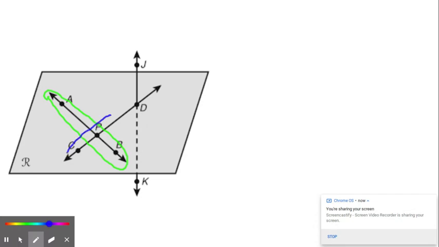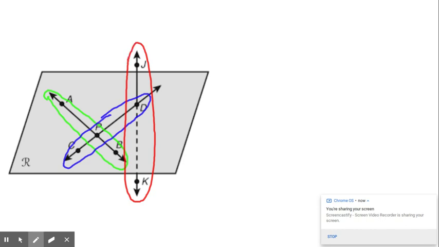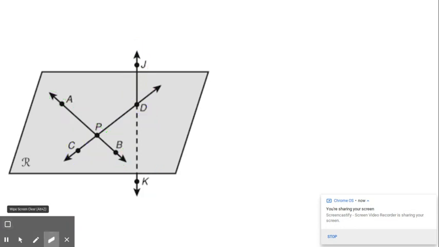What else do we have? C, P, and D. Those 3 are collinear. And we got another set here, J, D, and K. All those are collinear points as well. Now remember, 3 points can be collinear, but they don't have to be. 2 points do not have that same luxury. No matter what, 2 points are always collinear.